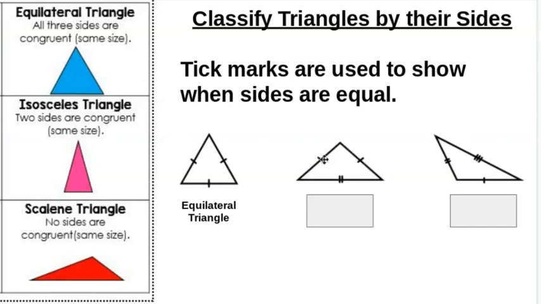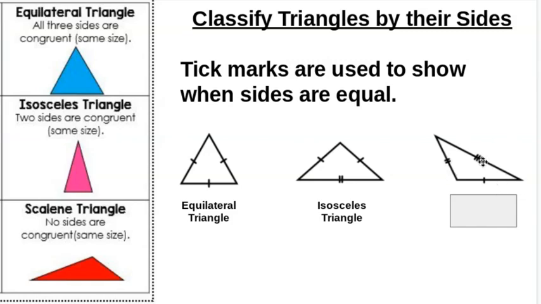All right, so now looking at the next one, you can see I have 2 sides that have tick marks with one of them on it, and then this one here at the base has 2 tick marks. Well, that means that these 2 sides here, the left side and the right side, are equal to each other, and this bottom one is not. So based off of the tick marks, I have two sides that are congruent. So which of those on the left, equilateral, isosceles, scalene, do you think it is if it has 2 congruent sides? It's isosceles.